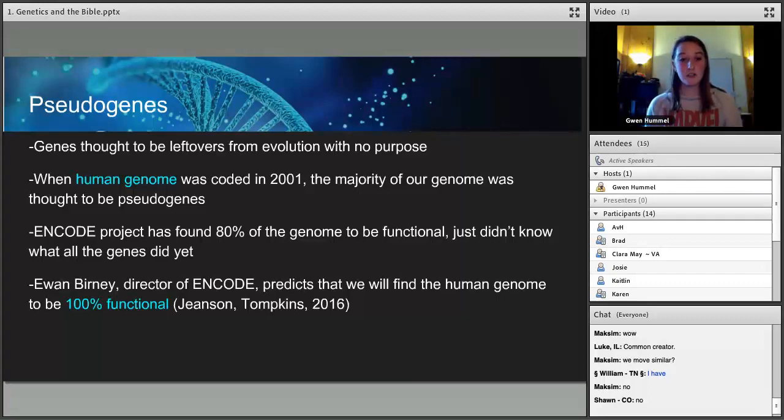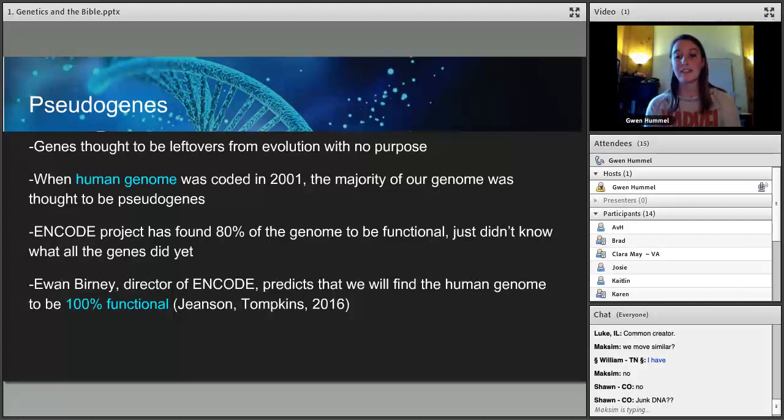When the human genome was coded in 2001, the majority of our genome was thought to be pseudogenes, a vast majority of our genome. We had no idea what it did, so we called them pseudogenes left over from evolution. Then this ENCODE project, which is actually run by another evolutionary scientist, found that 80% of our genome is functional. We just didn't know what the genes did yet. And then Ewan Birney, the director of ENCODE, predicts that we will find the human genome is 100% functional the more we learn about genes.